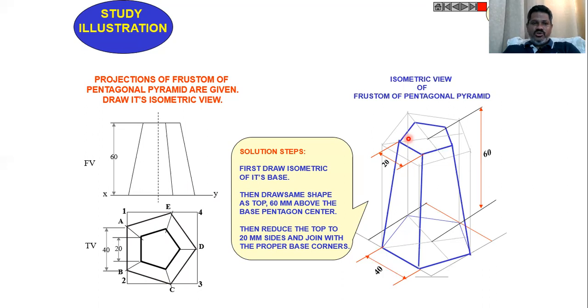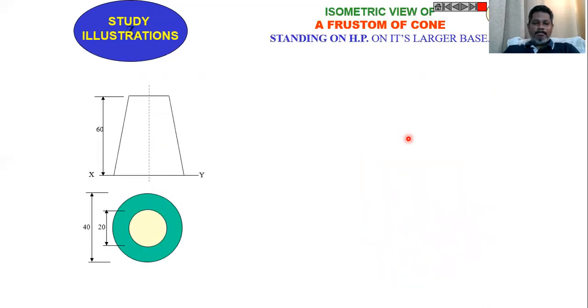Now I take one more problem. Now you can see, draw the isometric view of frustum of cone standing on HP on its larger base. So we have a frustum of cone. This is standing on the horizontal plane such that the larger base is on the horizontal plane like this.